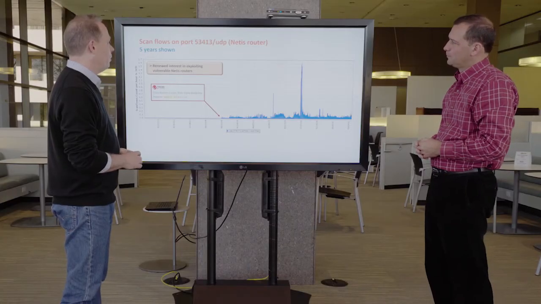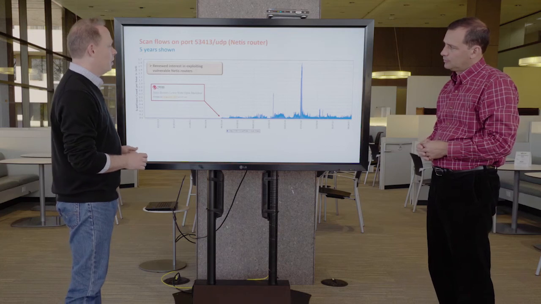So this is port 53413 UDP. We've talked about this a lot on the show historically. Again, I brought up a 5-year chart because I wanted to show what this looks like over time. So back on August 25th, 2014, a long time ago, over 3 years ago, there was a vulnerability written about by Trend Micro about this backdoor that was open on these Netis routers.